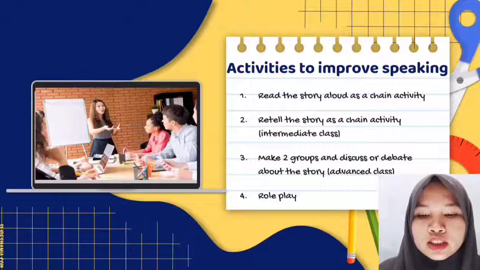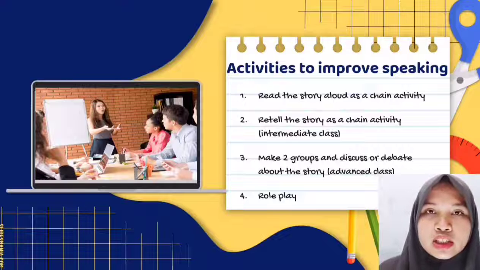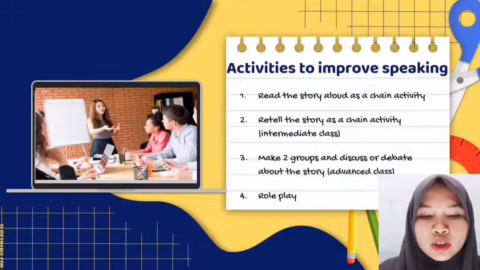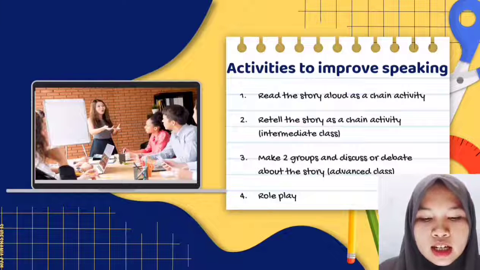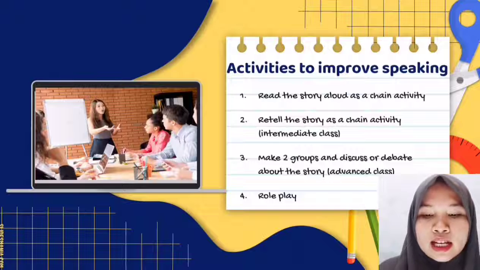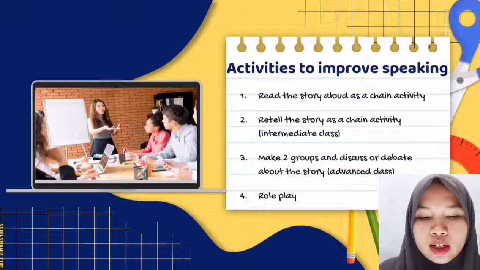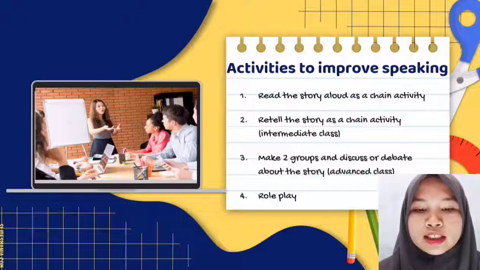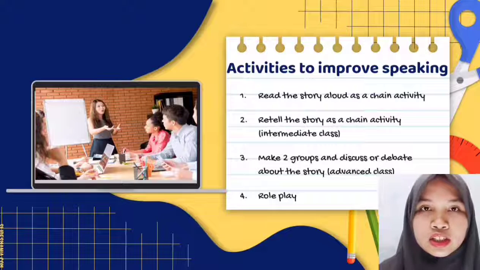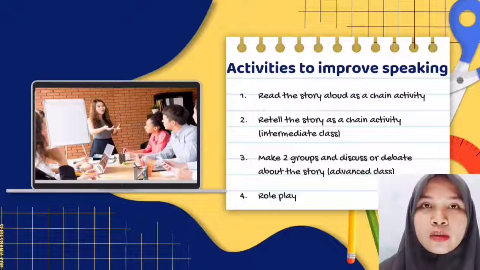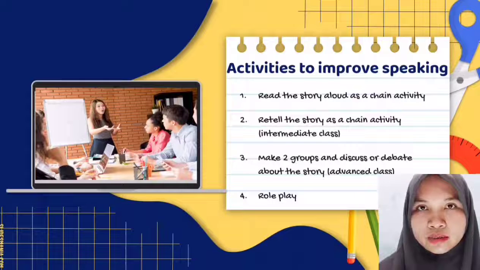The first is students read the story aloud as a chain activity. The first student reads the first sentence, the second student takes the second sentence, the third student takes the third sentence, and so forth. Such an activity will enhance students' fluency and pronunciation in an interesting way. It is suitable for elementary class.